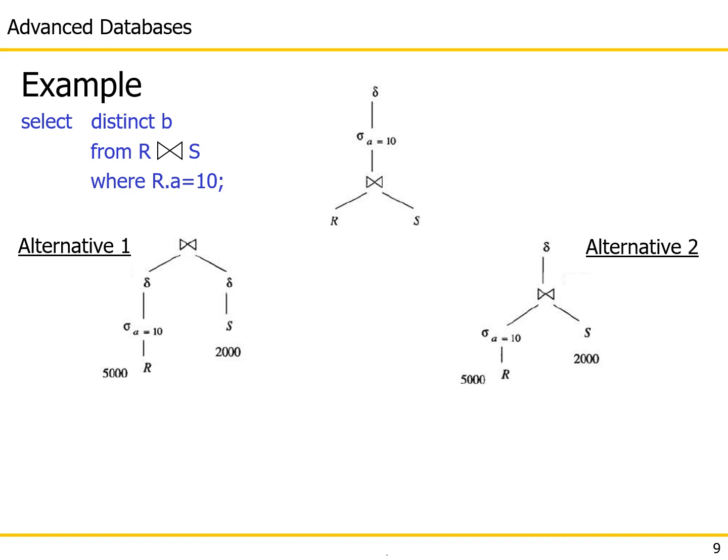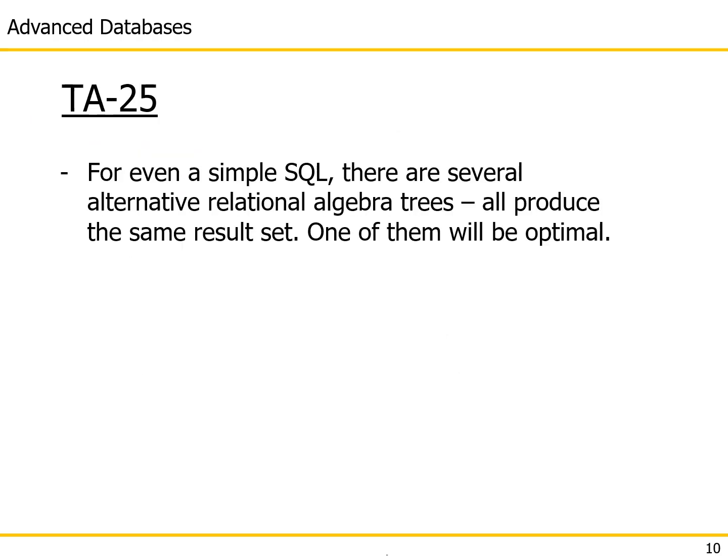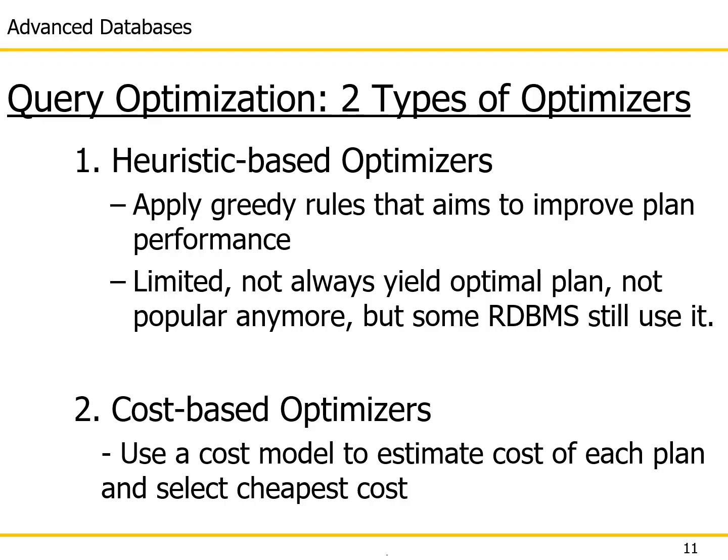And this is the purpose of the logical plan builder. There are many logical plans. The question is, which one is the best one? And the best one here, the criteria is, which one will be faster to run, faster to execute? Okay? So for even a simple SQL, there are several alternative relational algebra trees. All produce the same result set, but only one of them will be the optimal one. Okay? So we will actually spend today talking about query optimization in the logical plan builder.